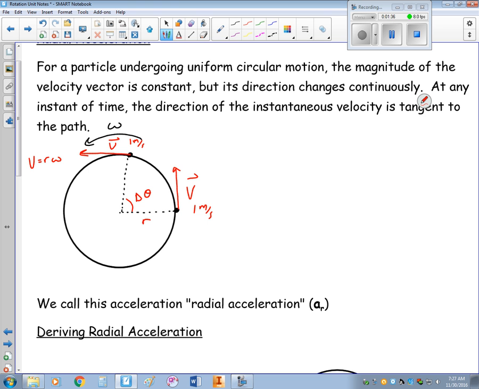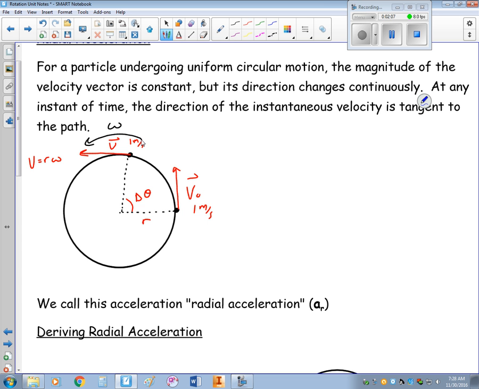That means it has magnitude and direction. So the speed or the magnitude may be constant, but the direction is constantly changing. Initially it's pointing up, and then finally it's pointing to the left. And you can tell that that direction will constantly be changing. At any instant in time, the direction of the instantaneous velocity is tangent to the path. So that means it's going to be different every single time.